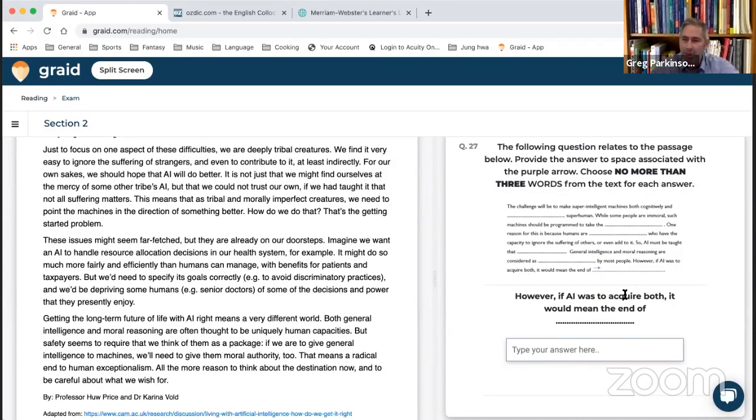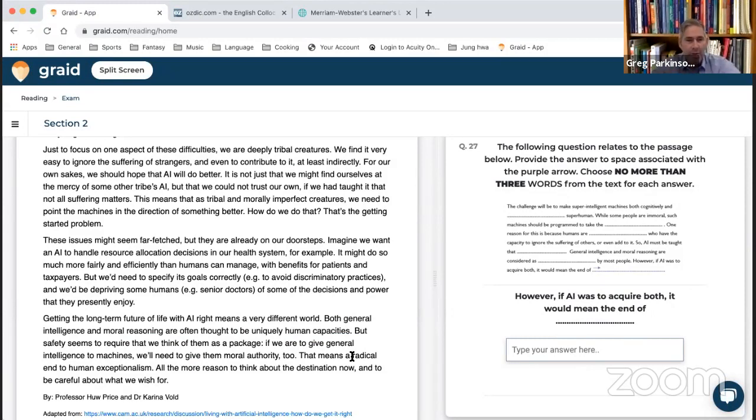So I would be looking for something, maybe the word acquire is there, or a word, a synonym, right? So acquire. Okay, if we were to give, right? So give and acquire could have a similar meaning. If we are to give general intelligence to machines, we'll need to give them the moral authority too, right? So if we give those things to AI, then they acquire them.